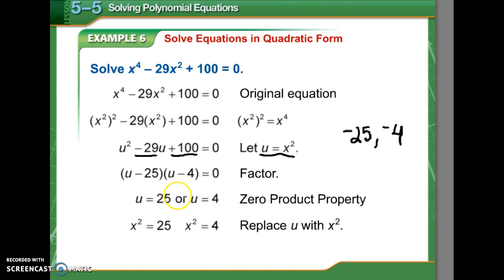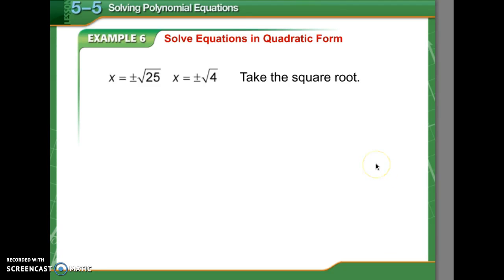Once you have that, you need to go back and replace your u with the x squared. So we have x squared is 25 and x squared is 4, and then we're going to solve for x on this next slide. We do that by taking the square root and then simplifying our root. So we have plus or minus 5 and plus or minus 2.